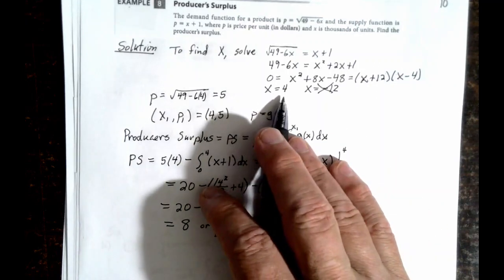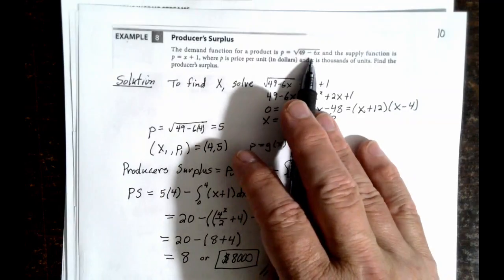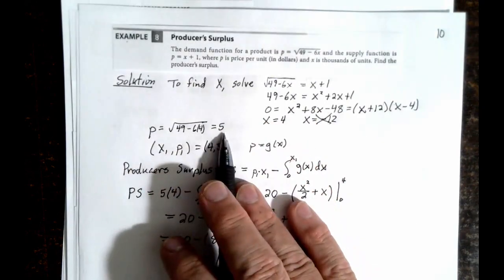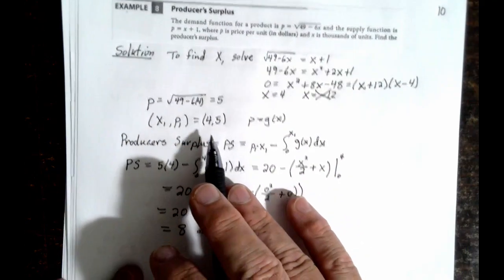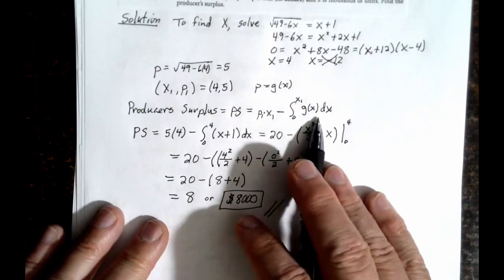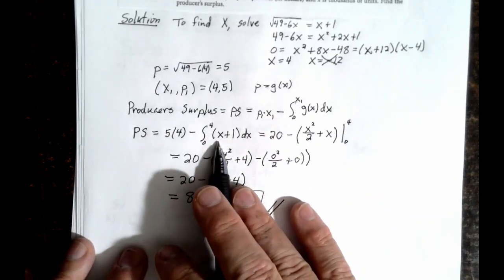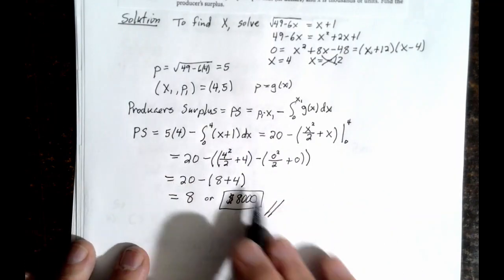So X equals 4. So now you go back and you plug 4 into that function there or that one there. It doesn't matter. You'll get 5 either way. So now you got X1, P1. And now you're ready to integrate, and you integrate using the supply function, which in this case is just X plus 1. Not that complicated.